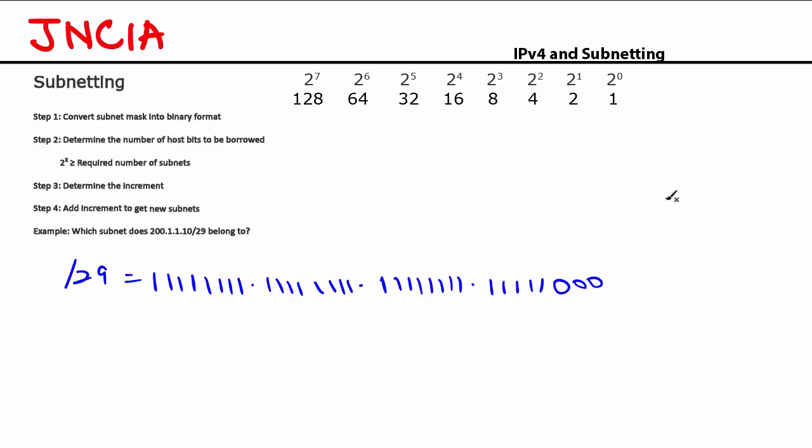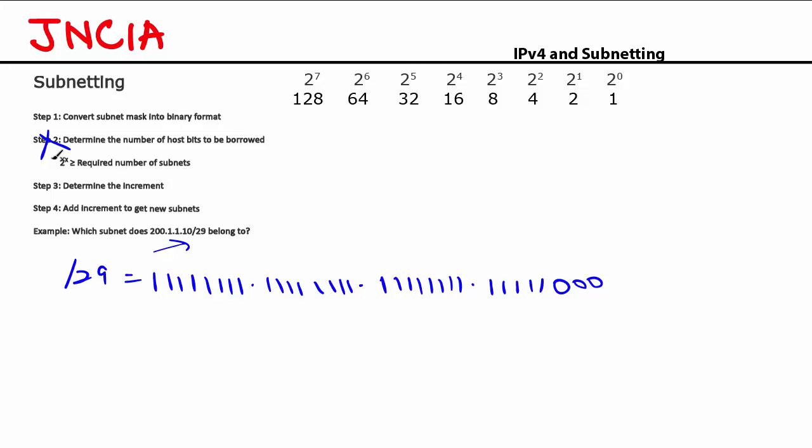The second step says determine the number of host bits to be borrowed. Now remember, we are not doing subnetting here. This is already a subnetted IP address, and we can say that by looking at the subnet mask. A class C IP address should have a /24 subnet mask, but here the subnet mask is a /29, which means the subnetting is already done and we do not need to borrow any bits because the bits have already been borrowed to perform subnetting. So we can skip step number 2 completely.